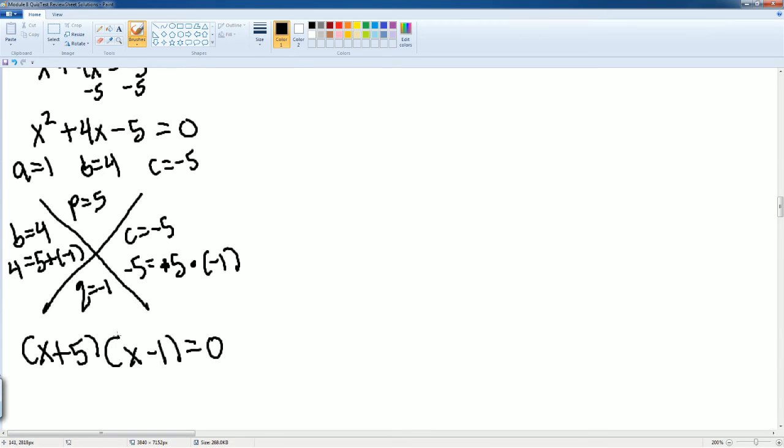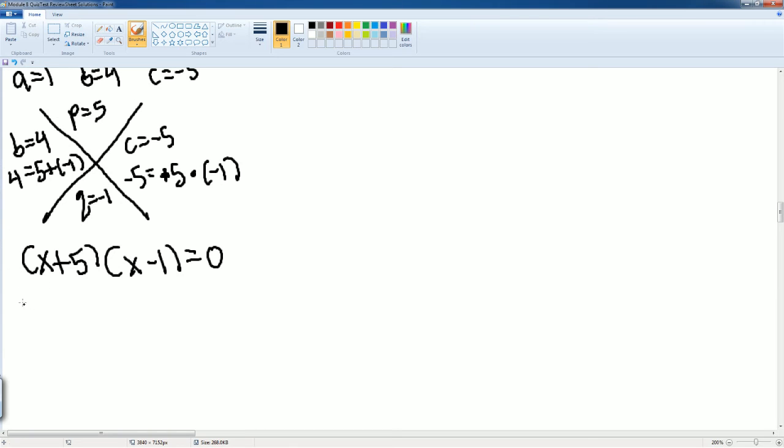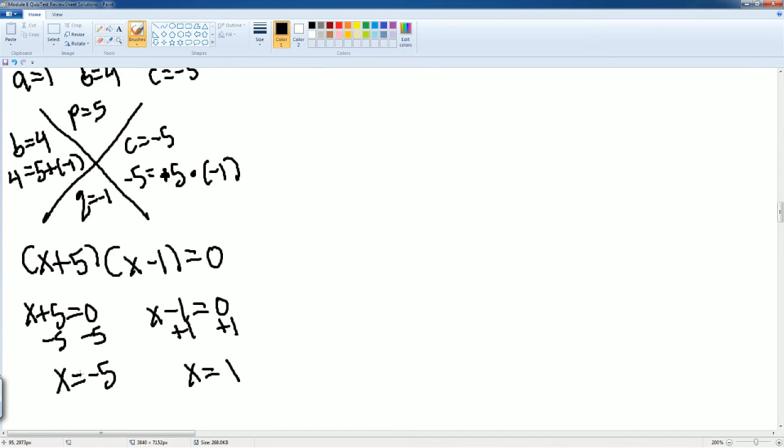To solve for it, set each factor equal to 0: x plus 5 equals 0, and x minus 1 equals 0. Subtract 5 from both sides, you get x equals negative 5. Add 1 to both sides, you get x equals 1. Your two solutions are x equals negative 5 and x equals 1.